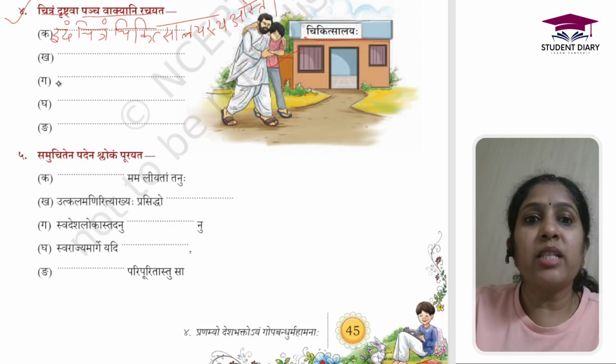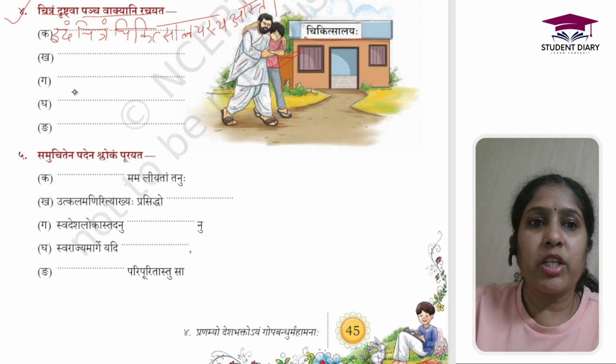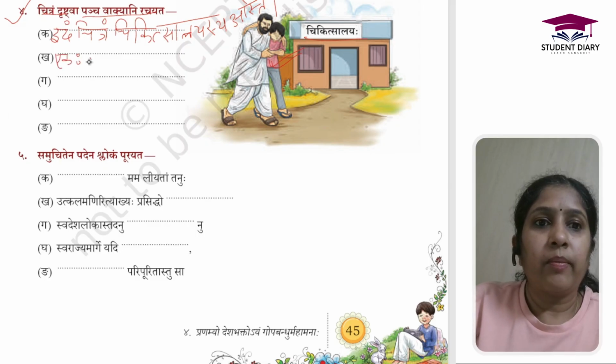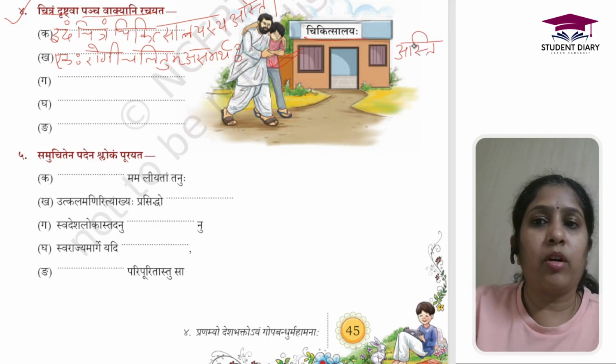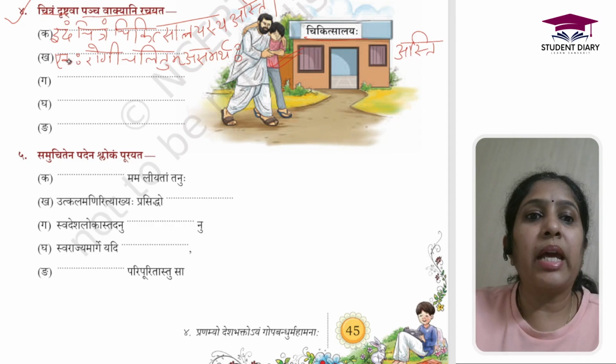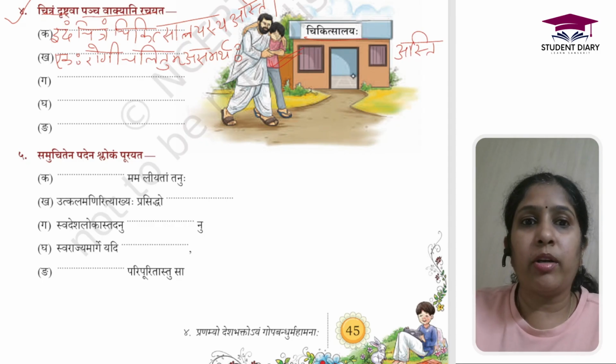Fine. Second sentence, what we can write? I think there is one patient. So we can say that Ekah Rogi chalitum. Chalitum means to move. Asmartha means not able to. Right? Asmartha asti. I'll write here in the blank space so it will become easy for you to copy. So the second sentence will be like Ekah rogi chalitum asmartha asti, that he is not able to walk.